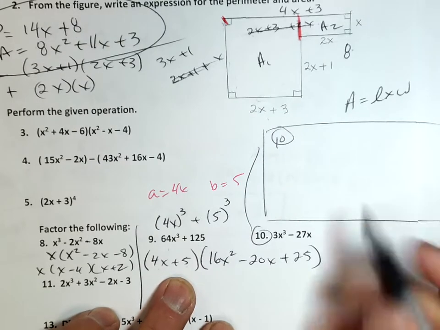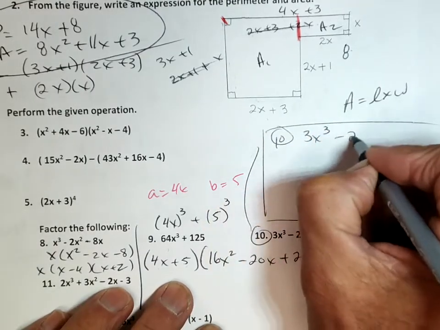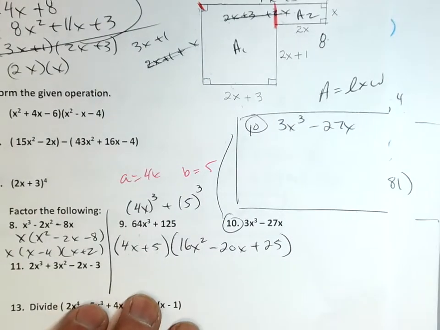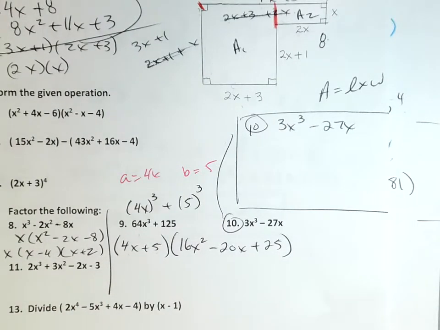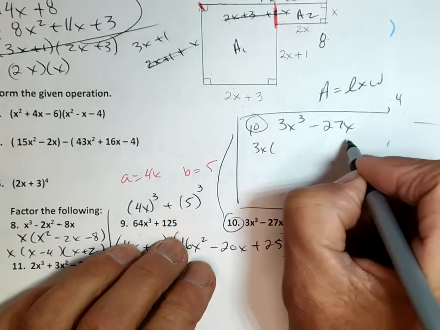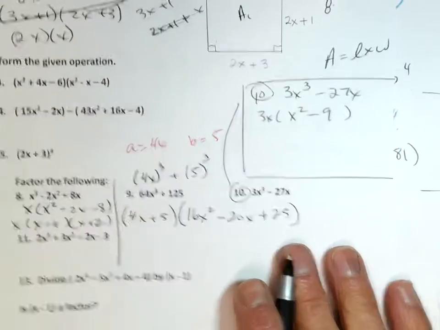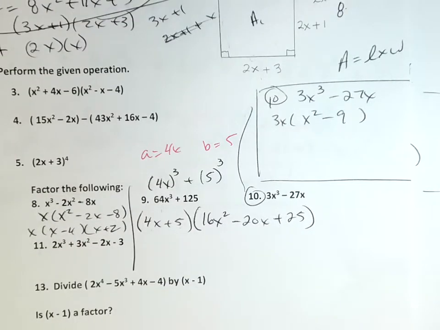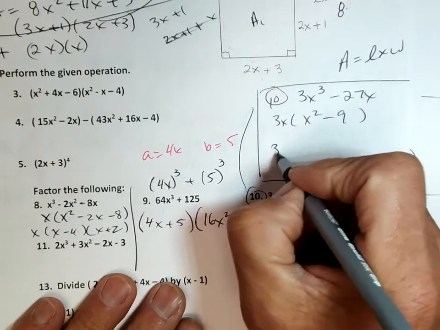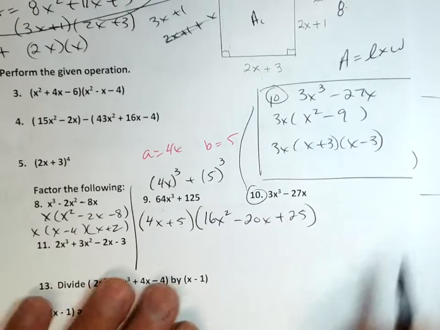So 10, let me rewrite 10 up here because I'm running out of room. 3x cubed minus 27x. Okay? So, common factor first, right? Common factor. 3x. If I take out a 3x, I'll be left with an x squared minus 9. Hopefully you see something. You can do it again, right? 3x, we'll have an x plus 3, x minus 3. Okay, that's it.